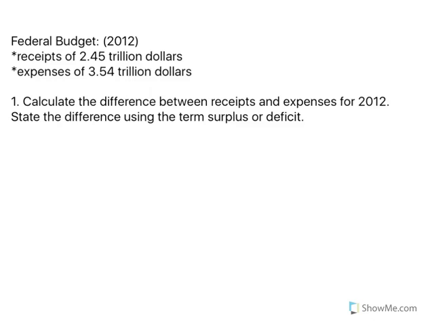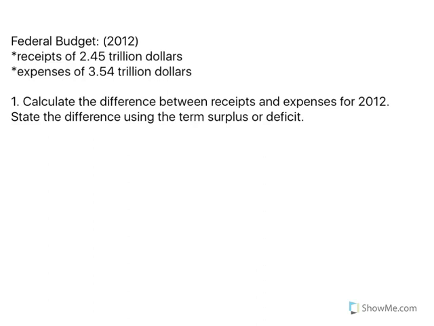Federal budget and playing with that in terms of proportions and a little bit of per capita. So we're going to play with the 2012 federal budget with receipts, meaning income, money that we received, of $2.45 trillion, and then expenses, or money going out, of $3.54 trillion.